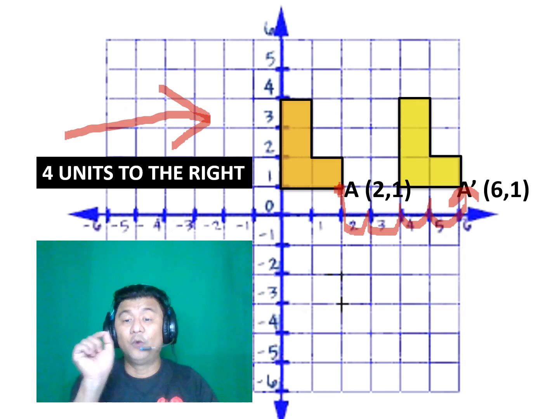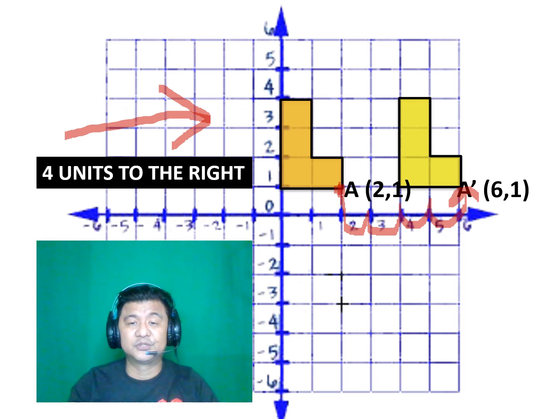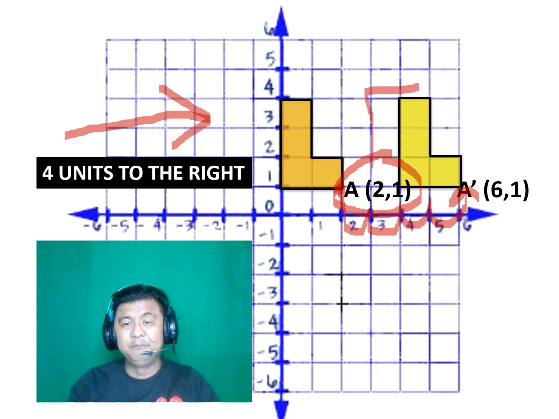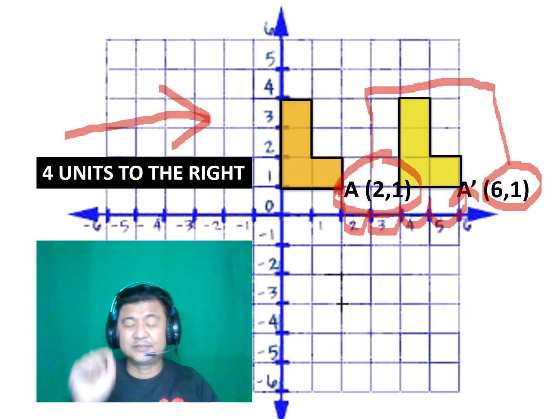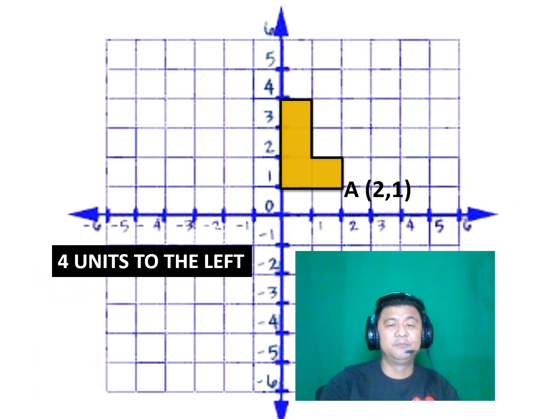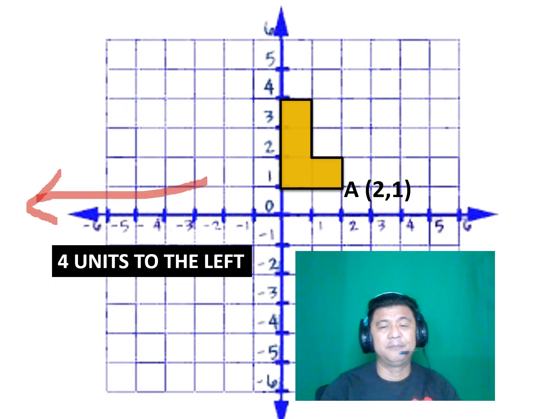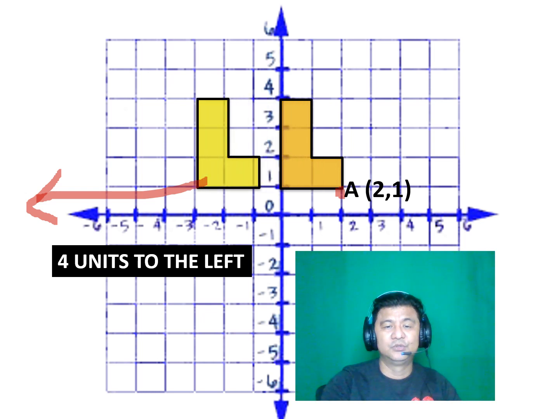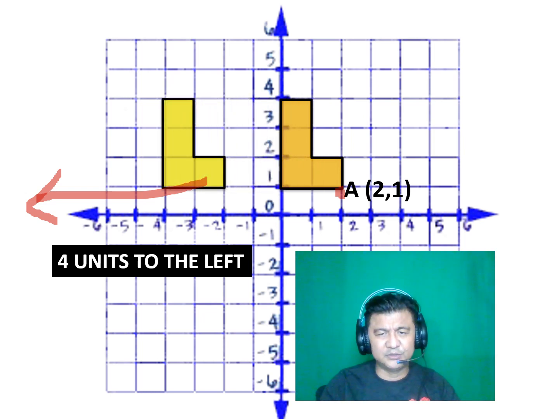Now I want you to look at these numbers. What have you observed from 2, 1 that became 6, 1? Write it down in your notes. We will make some general observations. That's moving 4 units to the right. Now we will move to the left. Remember, our point of reference is point A, this one. 1, 2, 3, 4.